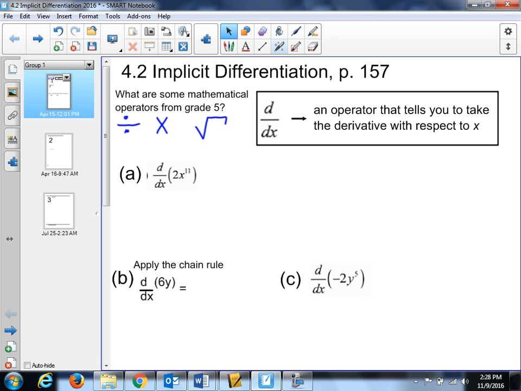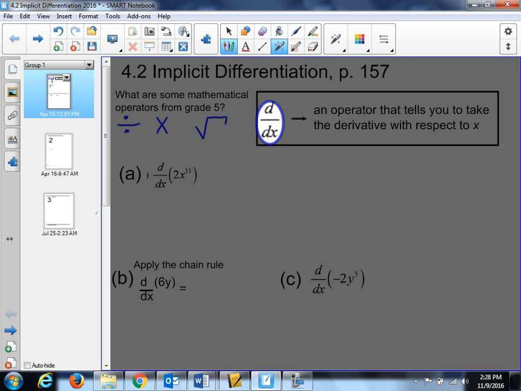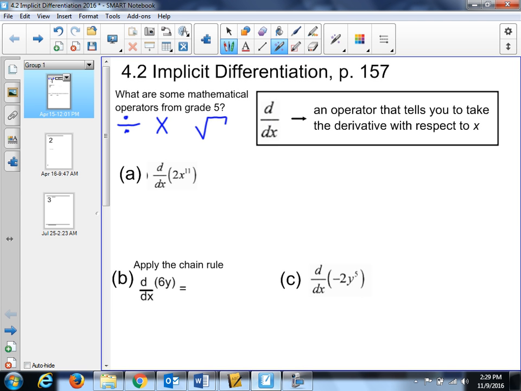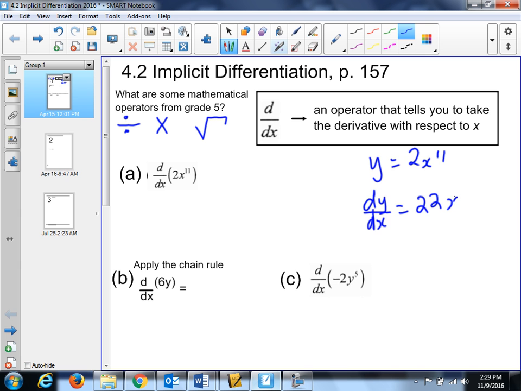And this operator here tells you to take the derivative of an expression with respect to x. Now, I don't have anything beside it right now, but this shouldn't be too difficult. I'm just getting you used to the idea of what d by dx means. Usually we'd say dy by dx because we had previously defined what y was. So for example, if I said y is equal to 2x to the 11, and I said do the derivative of the y expression with respect to x, dy by dx, you would tell me it's 22x to the 10, correct?